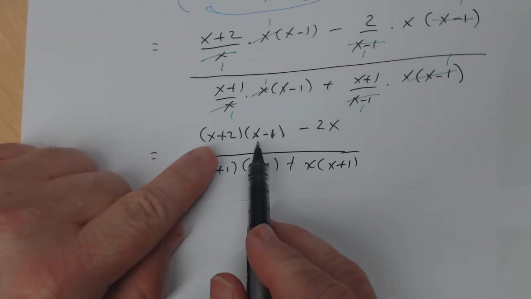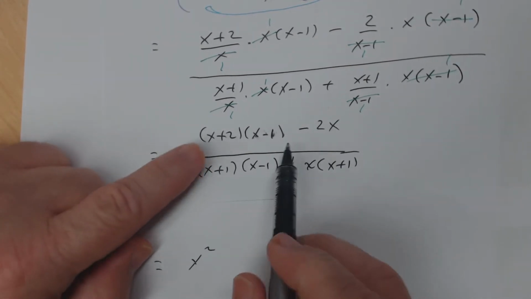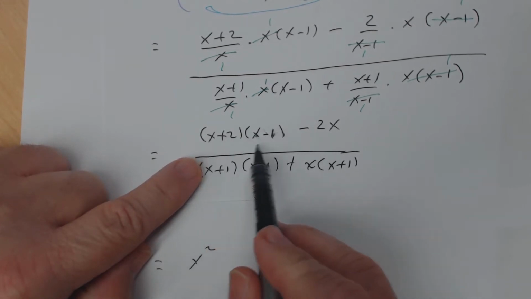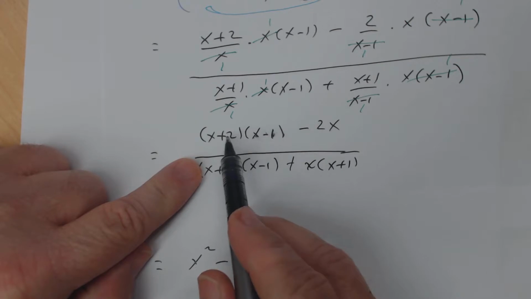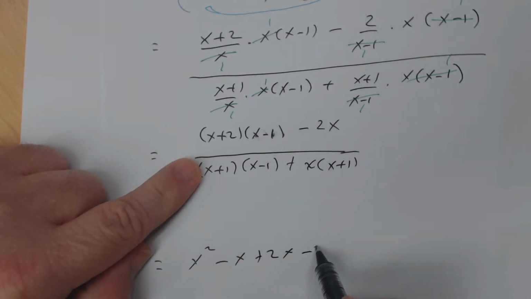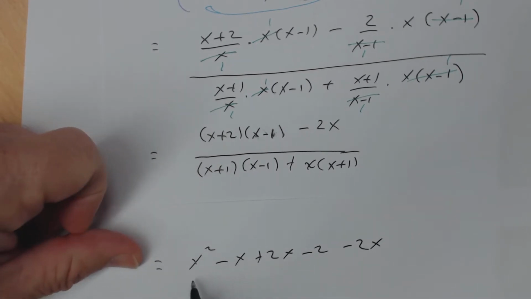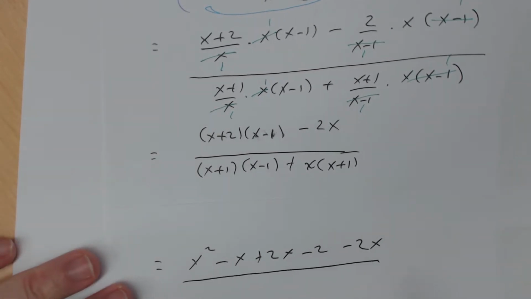When I use the FOIL method, x times x is x squared. The outer is a negative x. The inner is a positive 2x. And the last is negative 2. And then don't forget you're subtracting 2x. So that's what I end up with. All this is my numerator for right now.